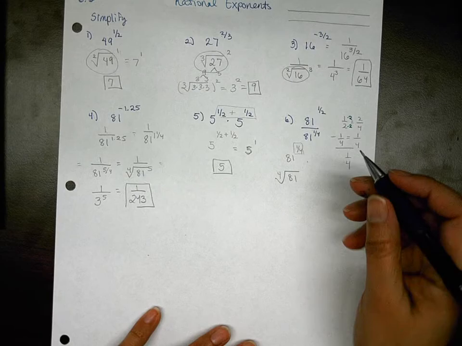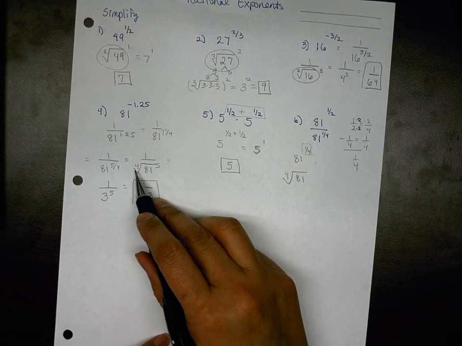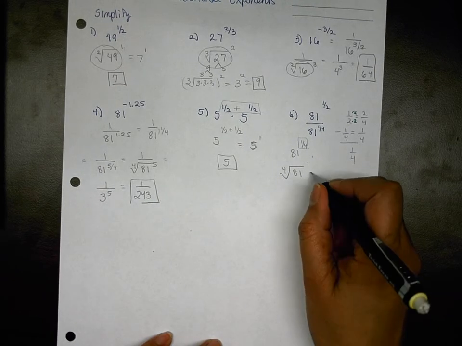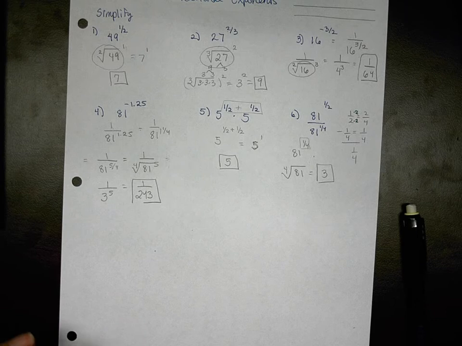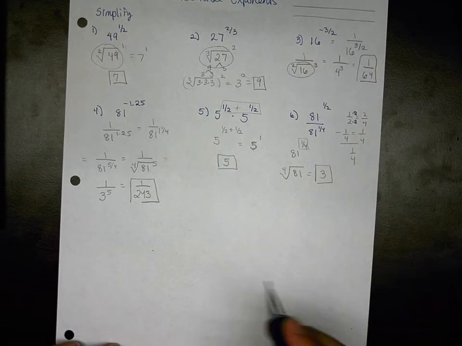Okay, 4th root of 81. 81 is a perfect fourth power. The 4th root of 81 is 3. Break it down. I don't have a power there, so it's just 3. If you left the power, it would be 3 to the power of 1, which is still 3.